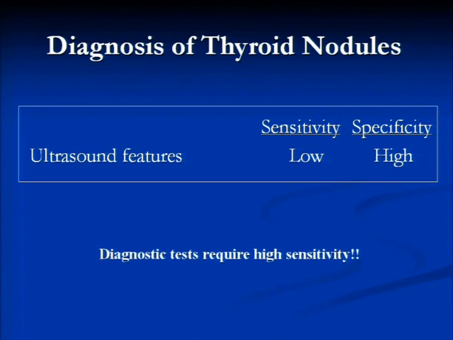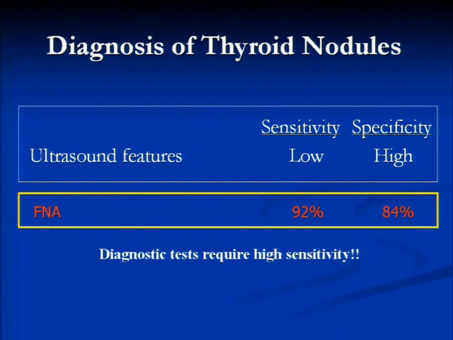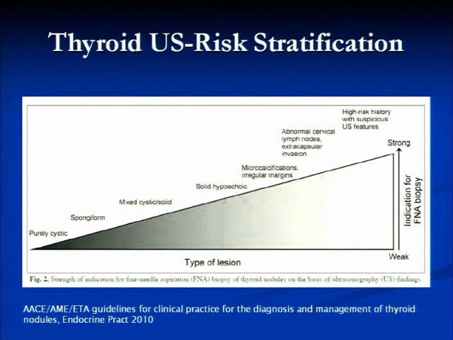And of course, for a diagnostic test, as I mentioned, you need to have high sensitivity. And so that's why ultimately we still need to rely on FNA, which has a very high sensitivity and high specificity. And the way thyroid ultrasonography and the characteristics of these nodules, as I've mentioned, are currently used is to risk stratify nodules and make a decision on where they lie along this pathway and make a decision on the indication, weak versus strong, to proceed with an FNA biopsy.